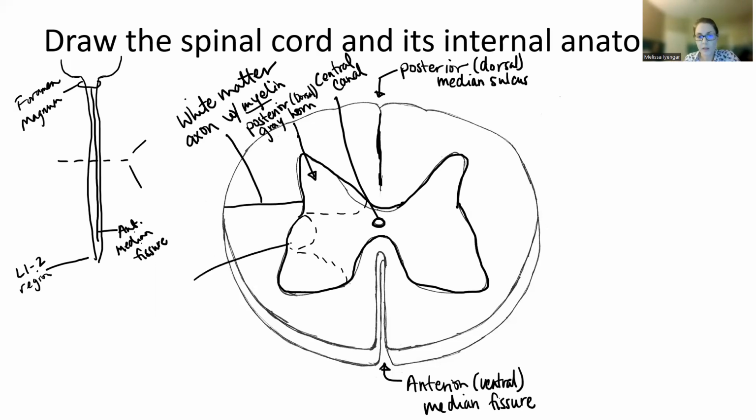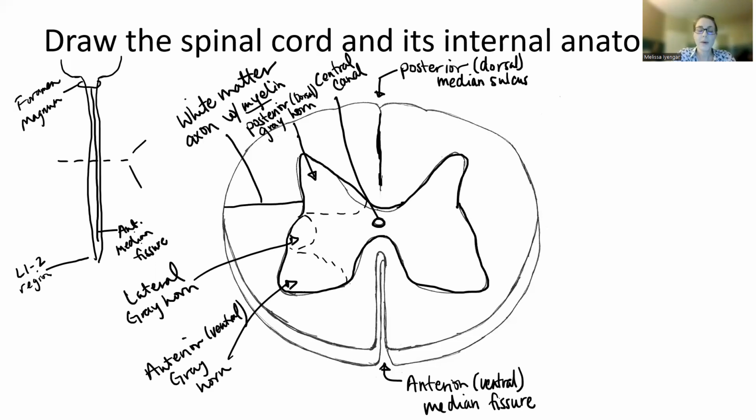And then that part right there is going to be more laterally situated, right? Remember, medial is in the middle, that's why it's a median fissure. So this is my lateral gray horn. There's no other term for that one. And then this other portion right there is going to be the anterior, otherwise known as the ventral gray horn.